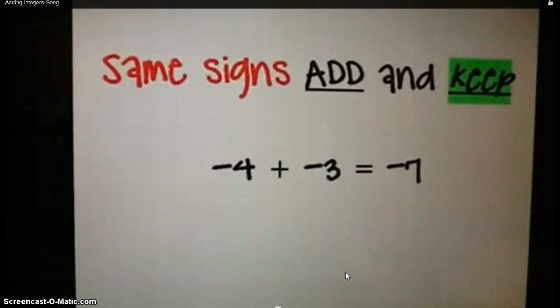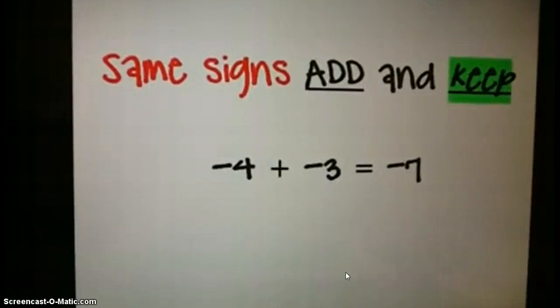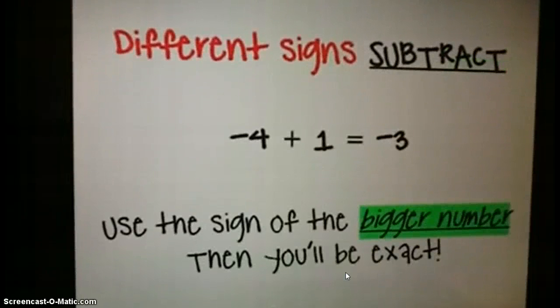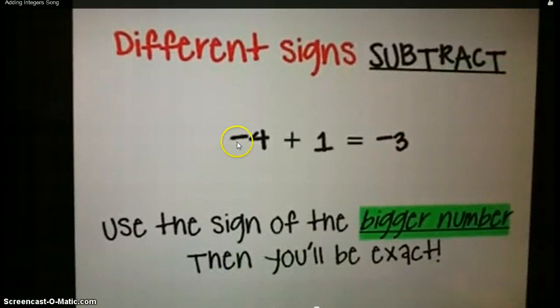Oops, keep going. Same signs add and keep, different signs subtract. Okay, pointing out here, see they're both negative, or this is different signs subtract, so you're subtracting the difference between 4 and 1 to get 3.